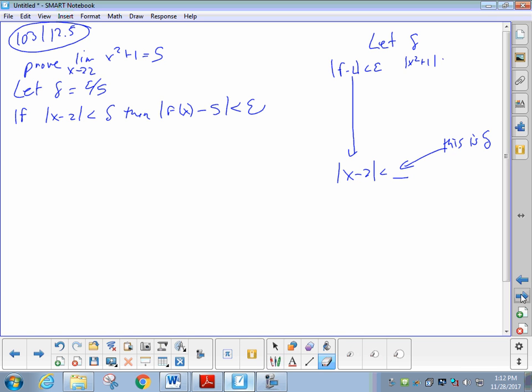Oops. x squared plus 1 minus 5 is less than epsilon. All right. Now what do I do? Simplify. So x squared minus 4 is less than epsilon. What am I trying to do now? Where am I trying to go? Trying to get x minus 2. So to get there, you could divide out what? x plus 2.